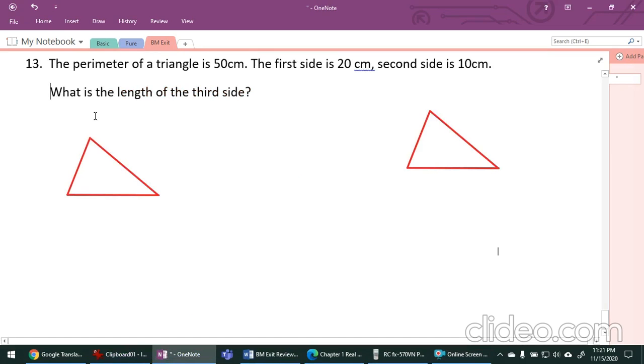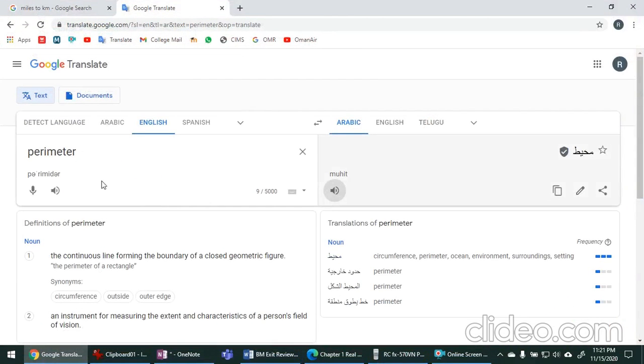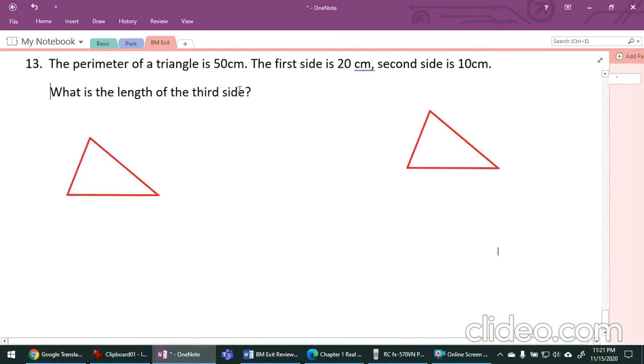Question number 13 is, the perimeter of a triangle is 50 centimeter. What is perimeter? Perimeter means muhit. Okay, now the first side is 20 centimeter, second side is 10 centimeter. What is the length of the third side? Look here. If this is a triangle, this is x, this is y and this is z, then what is perimeter P? Perimeter is x plus y plus z.